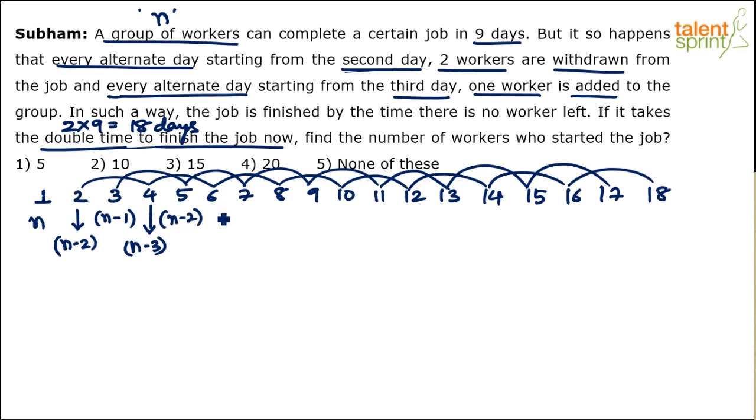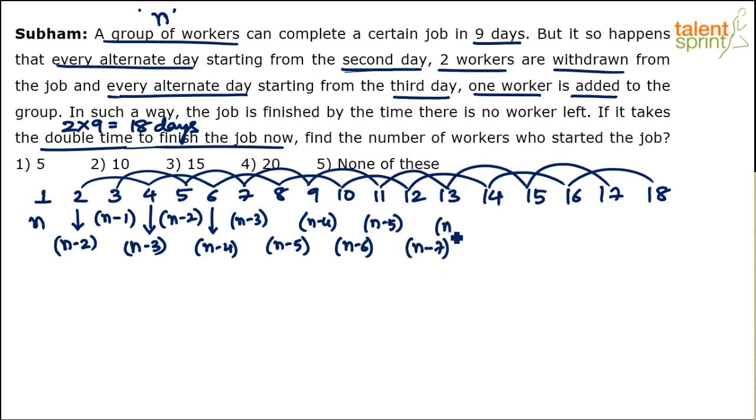So n minus 3 becomes n minus 2. Then 6th day it becomes n minus 4. This becomes n minus 3, right? This is n minus 5. This is n minus 4. This is n minus 6. This is n minus 5. You understand? And this is n minus 7. This is n minus 6. This is n minus 8.